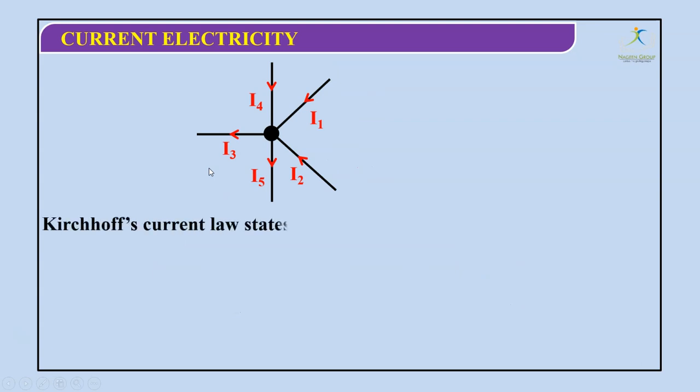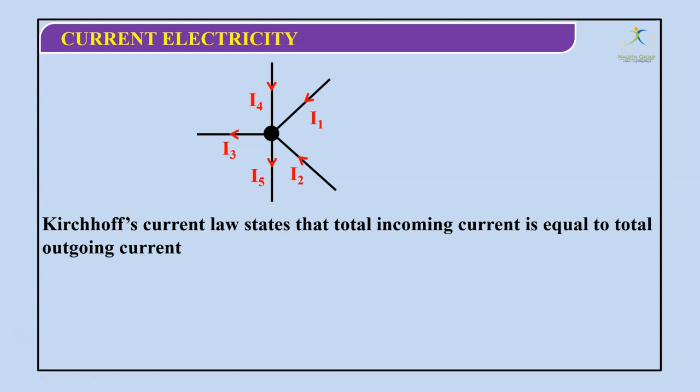So Kirchhoff's current law states that the incoming current is equal to the total outgoing current. That means I1 plus I4 plus I2. As you can see over there, the incoming currents are I1, I4 and I2. The outgoing current is equal to I3 plus I5.